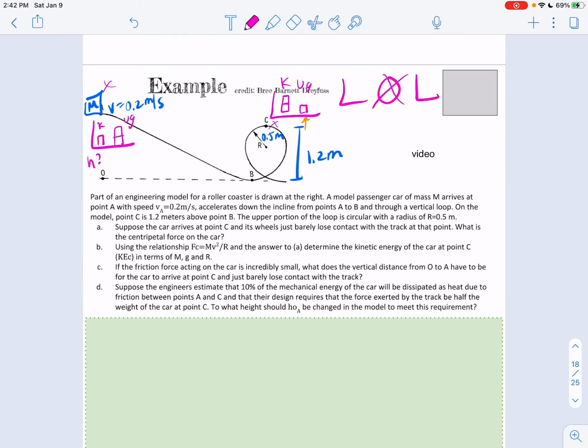All right, so here's the next part now that I erased and reset. Suppose engineers estimate that 10% of the mechanical energy of the car will be dissipated as heat due to friction between A and C, and that their design requires the force exerted by the track be half the weight of the car at point C. To what height should the initial A be changed to meet this requirement?